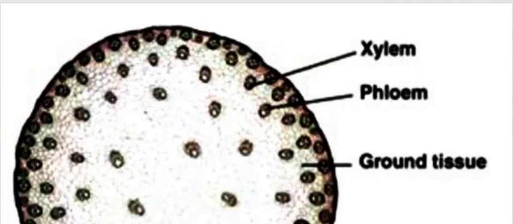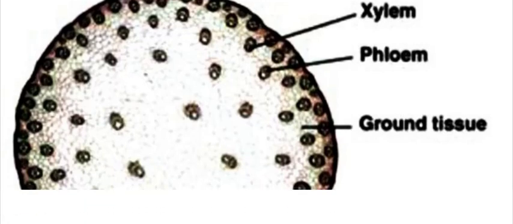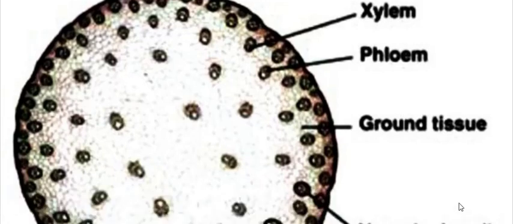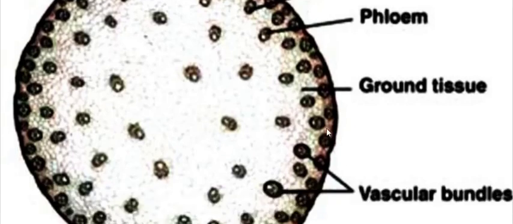Now we see the diagrams showing the major parts of the monocot stem. This is the general diagram of the monocot stem, in which the outermost layer is epidermis, and below this epidermis hypodermis is present, and this is the ground tissue. In this ground tissue the scattered vascular bundles are present, and in these vascular bundles we can see that on the outer side the size of the vascular bundle is small and these are large in number, while in the central part the number of vascular bundles is small.